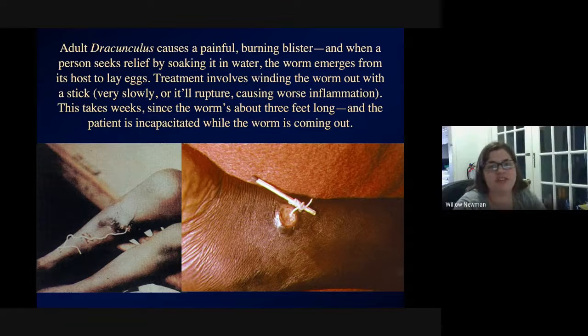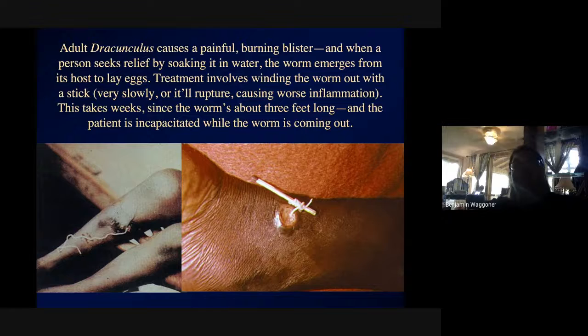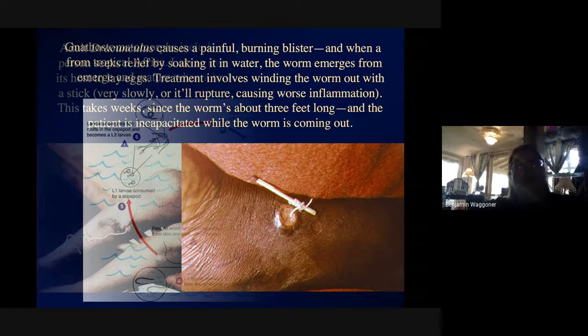I missed how you said the female lays the eggs in the water, and then how does a copepod get it? Do they become larvae or do they get eaten? They hatch in the water, and the larvae are eaten by a copepod. Okay, thank you. All right.